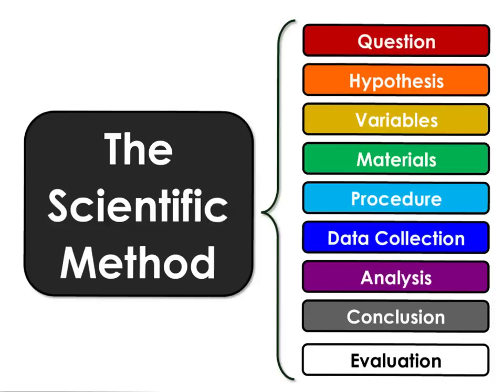Today we're going to be learning about the scientific method, and we're going to be focusing on the parts of an experiment, specifically on variables, and also we're going to talk about control groups and experimental groups. I will let you know during the presentation when you need to stop and take notes.